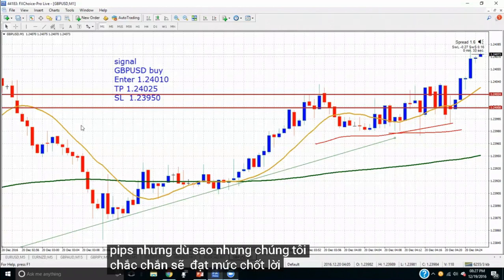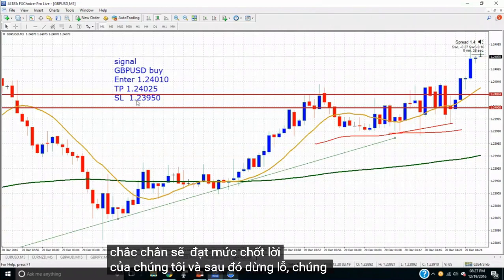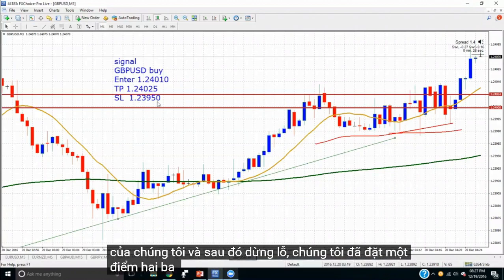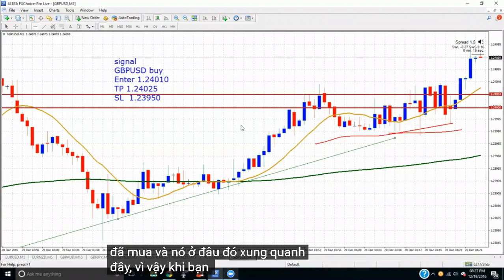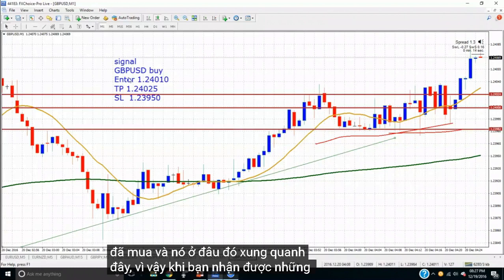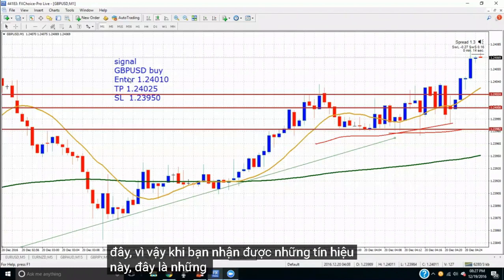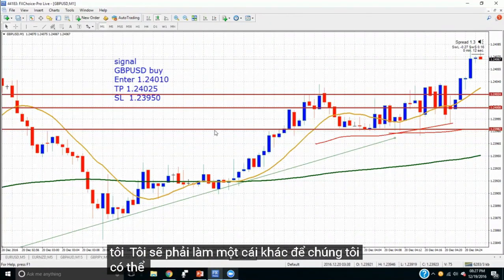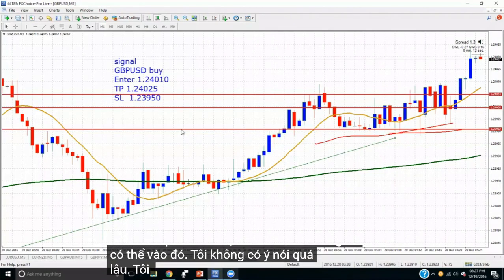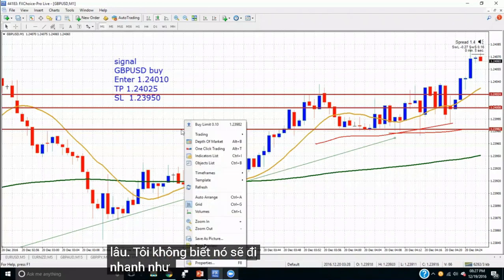And then our stop loss we had set for 1.23950. So we were in a buy, and it was somewhere around in here. Okay. So when you get these signals, this is what it's telling you. And I'm going to have to do another one so we can enter it. I didn't mean to talk so long. I didn't know it was going to go that fast.